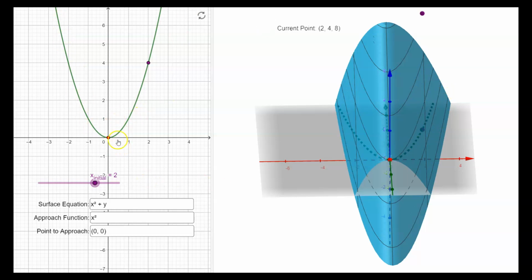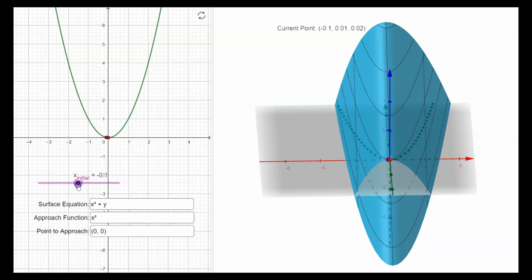Again, this visual shows us that our limiting point, the point that we wish to approach, which is here, is actually on the curve that we're using. So watch what happens as we get closer and closer. The current point seems to be decreasing, and you can see that that three-dimensional purple point, as x approaches 0, seems to be getting closer to the point 0, 0, 0. If I do the same thing coming from the other direction, again, that current point seems to be approaching 0, 0, 0.